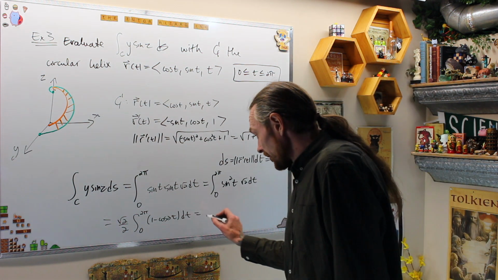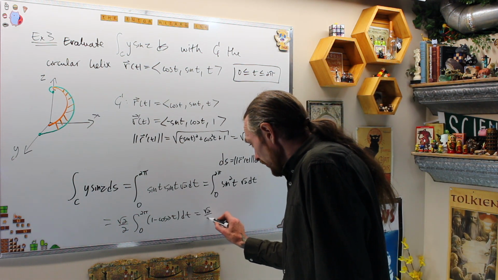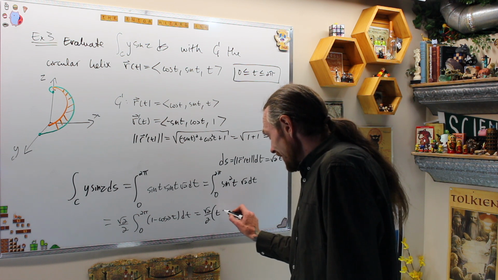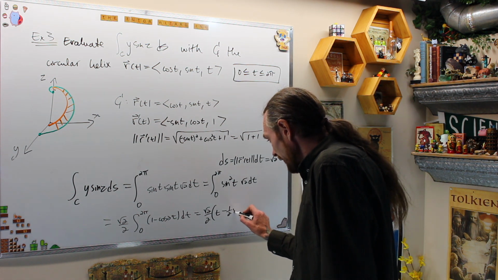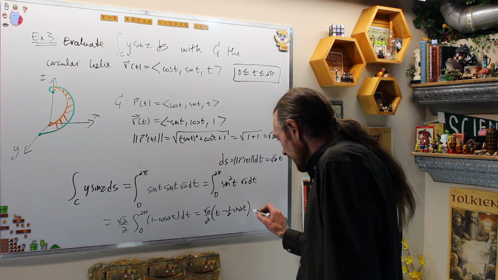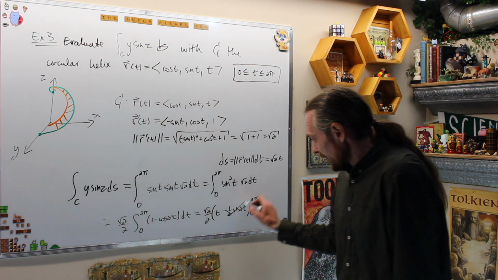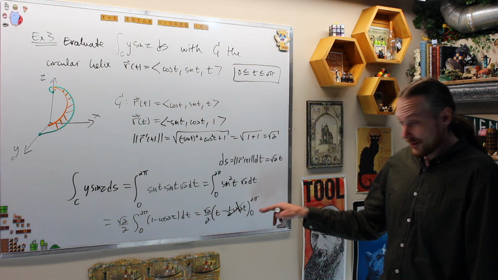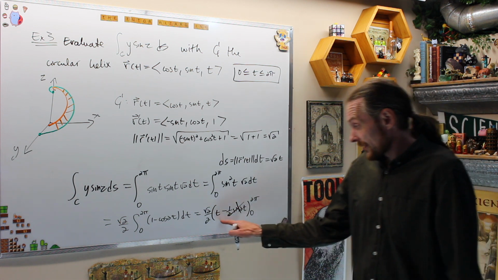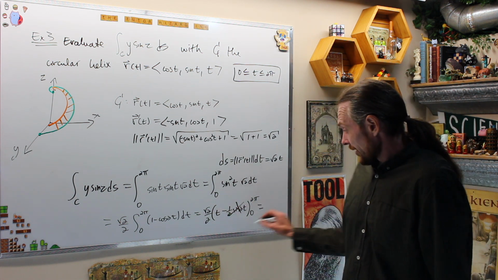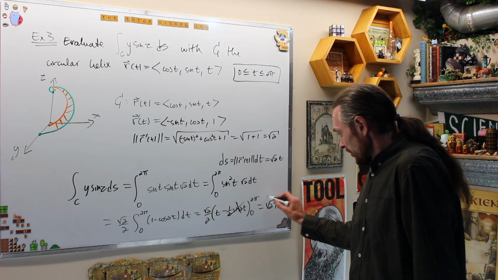And this is equal to root 2 over 2 times t minus 1/2 sine 2t evaluated from 0 to 2 pi. This is straightforward because sine of any of those values is going to be 0, and this is going to give me, the 2 will cancel, root 2 pi.